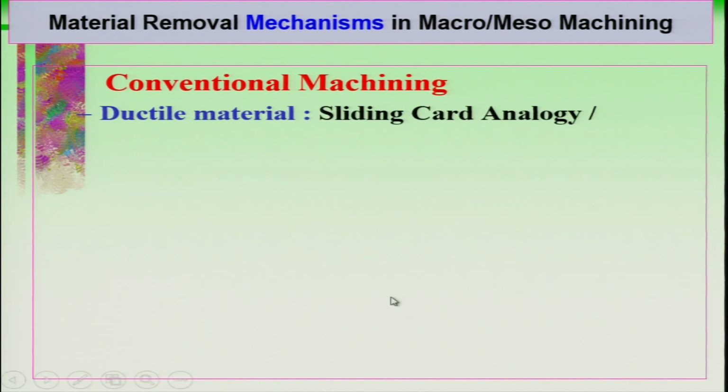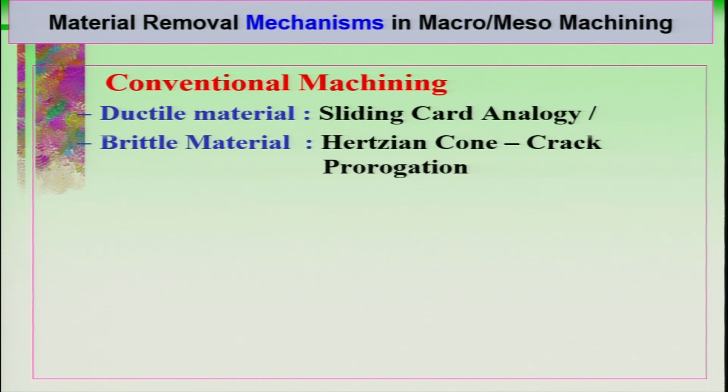In conventional machining we know for ductile material the sliding card analogy is there. It was proposed by Piispanen and later on supported by Merchant and other researchers. So it is just like playing cards moving one above the other. In the same way the material is being removed in case of conventional machining of ductile materials.